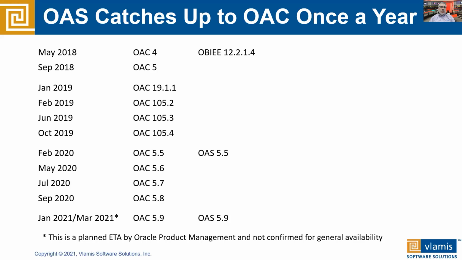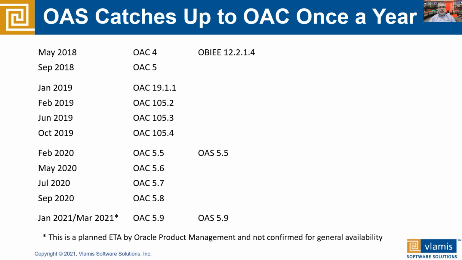And notice there's a little bit of a delay there. That's so they can write the installation scripts, do the extra testing that needs to happen for changing OAC into OAS. By that time, we may even be on a new release of OAC, a 6.0 type release of OAC by then or so. But this happens about once a year. OAC comes out about once a quarter, OAS comes out about once a year. That type of thing is what they plan.